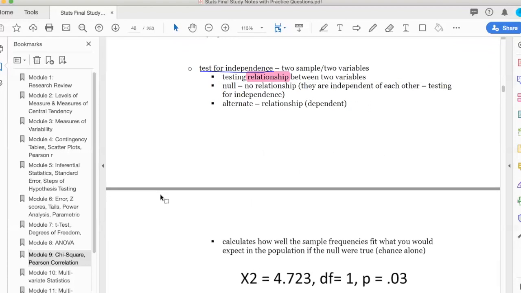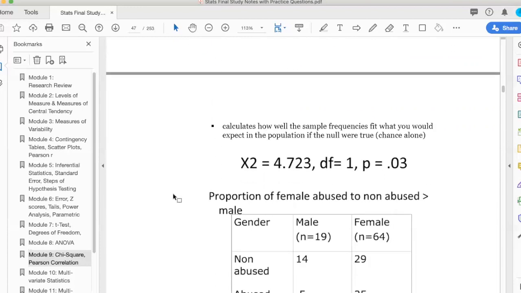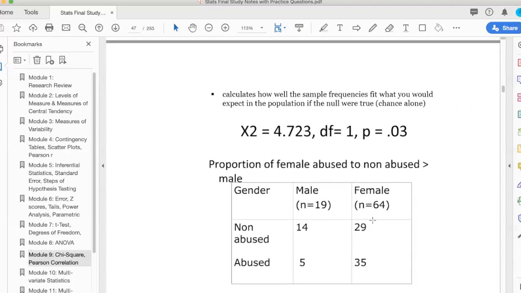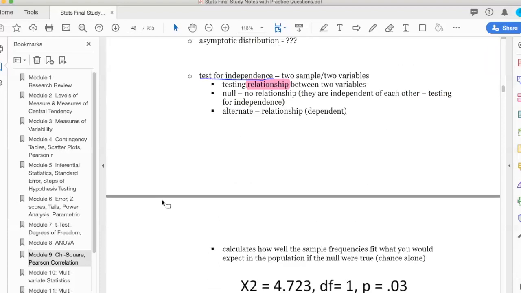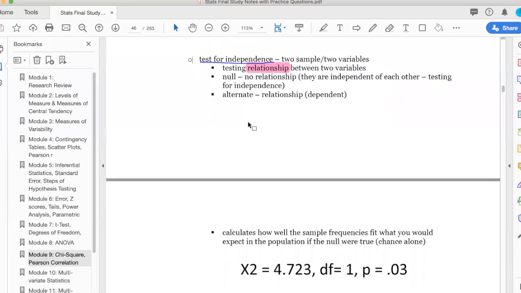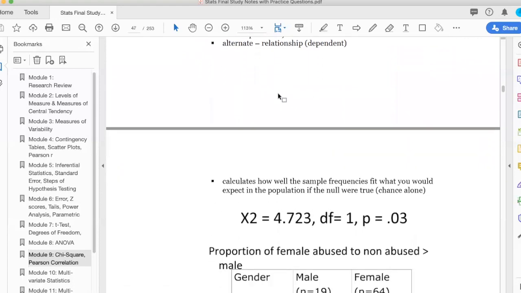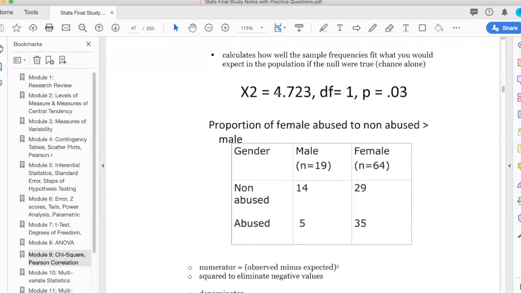So you want to know if there's a relationship between these two. Are females more likely to become abused than males? Okay. So your null would be that there's no relationship. They're completely independent of each other, which is why we call it an independence test. Or the alternate is that there is a relationship. So again, we're back to our normal null and alternate hypothesis. Don't worry about this math at all.